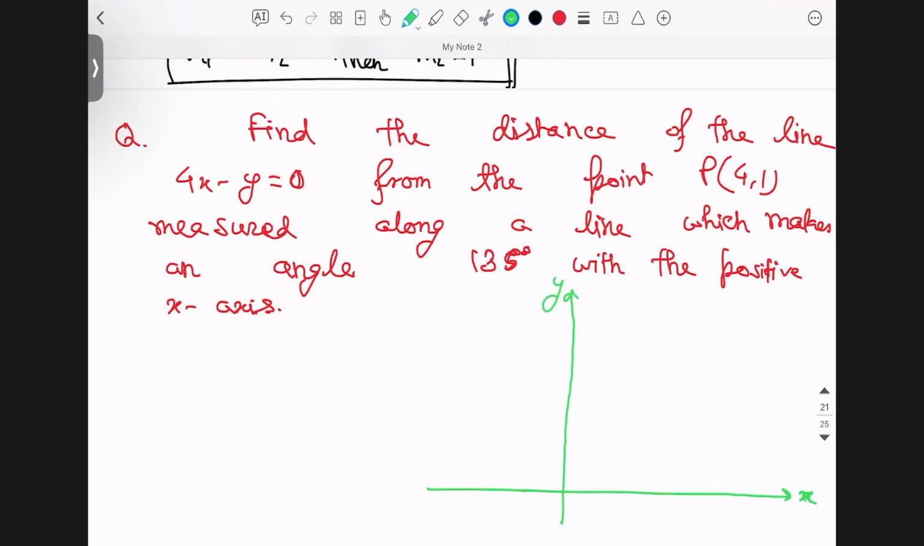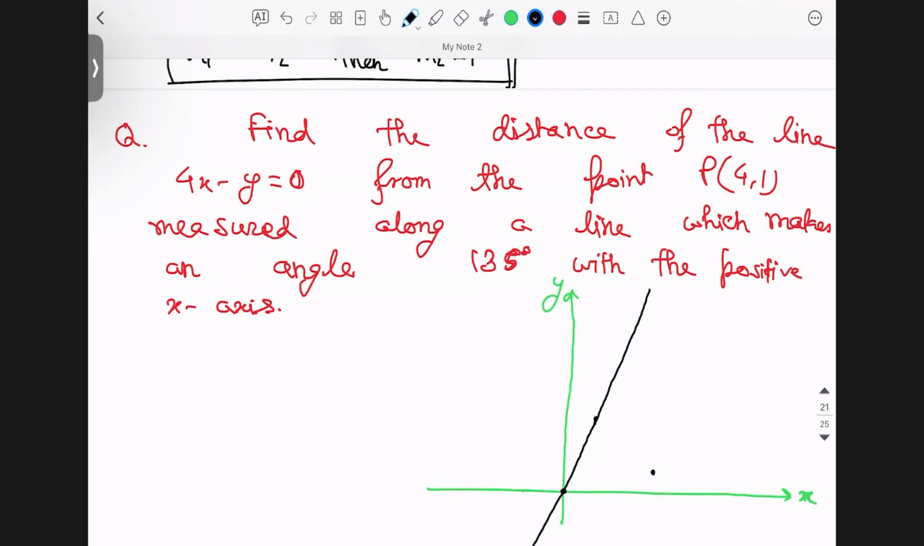So first of all, this straight line passes through the origin. One point is the origin, and another point is x equals 1, then y equals 4. Using these two points, one can say the straight line will look something like this. Now, what is the point (4, 1)? The point (4, 1) will be somewhere like here: 1, 2, 3, 4.